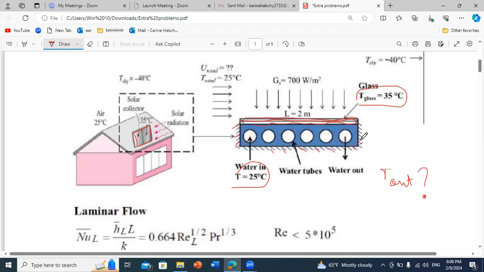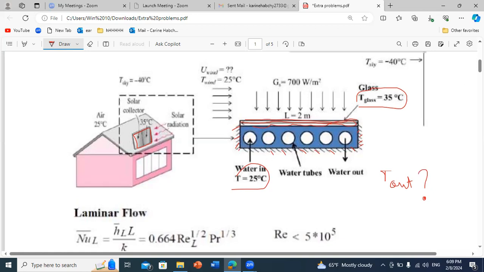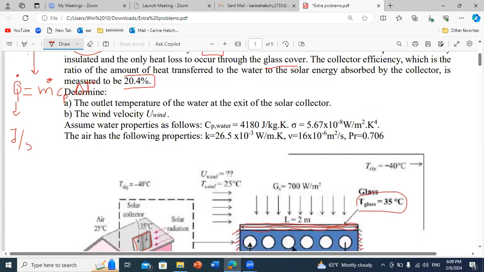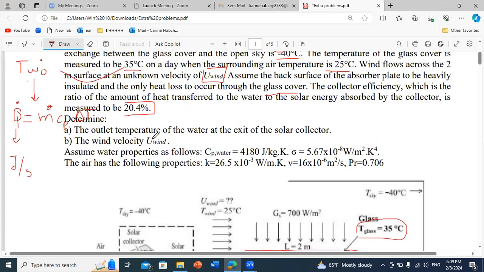And just this collector will exchange heat through the glass cover. Plus, of course, the net heat absorbed will be delivered to water. Now, the first question was to determine the outlet temperature of the water. So just please fix this.